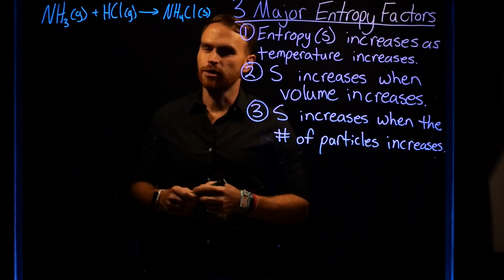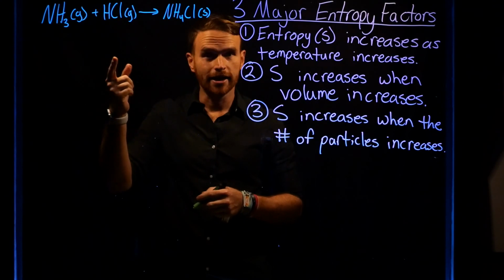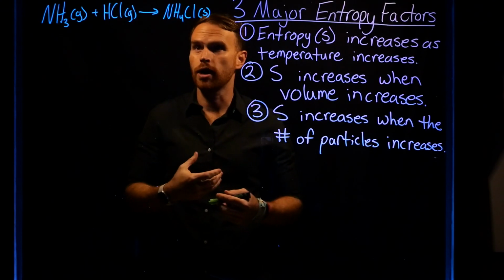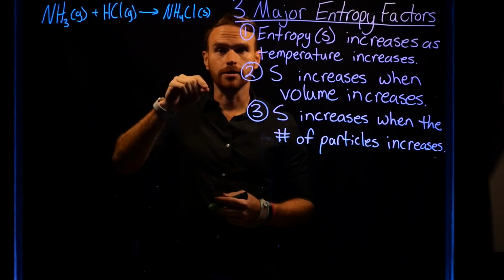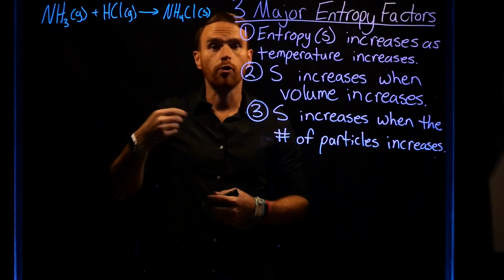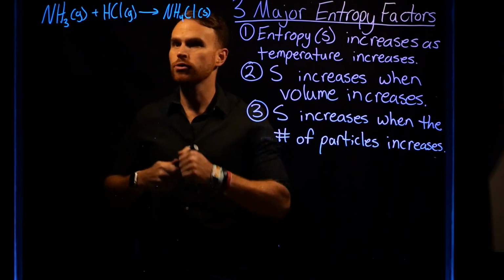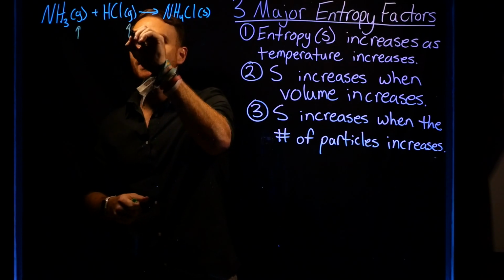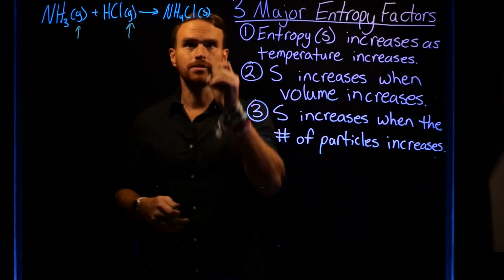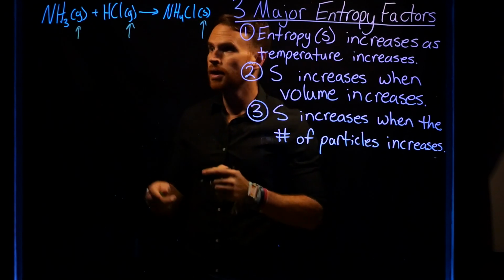In the first example, you have ammonia gas, or NH3, plus HCl gas, or hydrogen chloride, reacts to combine to make a solid ammonium chloride, or NH4Cl. Now notice that these particles are different in their physical state. On the reactant side, we have two gases, and on the product side, you have a solid.